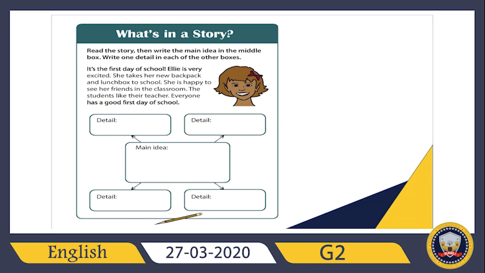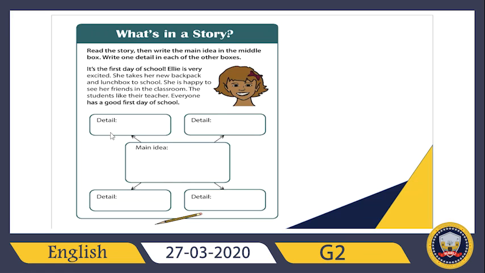Read the story, then write the main idea in the middle box. Write one detail in each of the other boxes. So let me read it for you. It is the first day of school. Ellie is very excited. She takes her new backpack and lunchbox to school. She is happy to see her friends in the classroom. The students like their teacher. Everyone has a good first day of school.